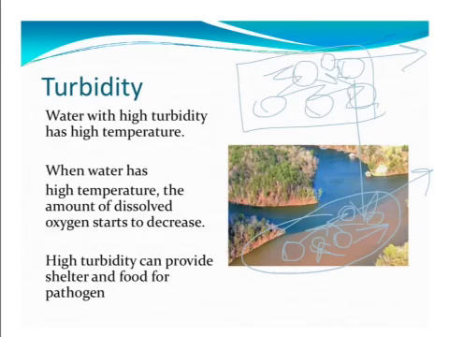And then of course, water with high turbidity will provide food and shelter for pathogens. So, if you take a closer look at this picture, the water in this location is much clearer than the water in this location. So probably the fish will find it very easy to go around in this area and not in this area.